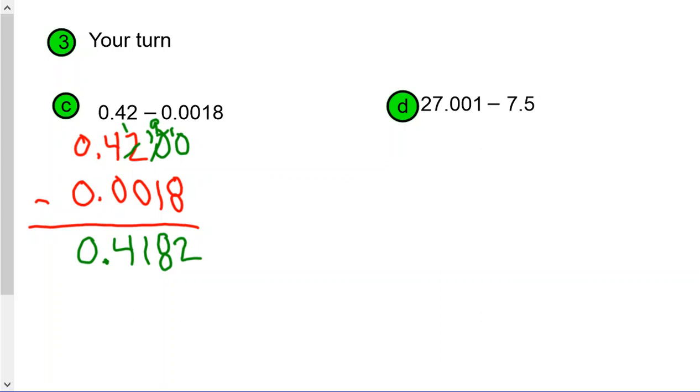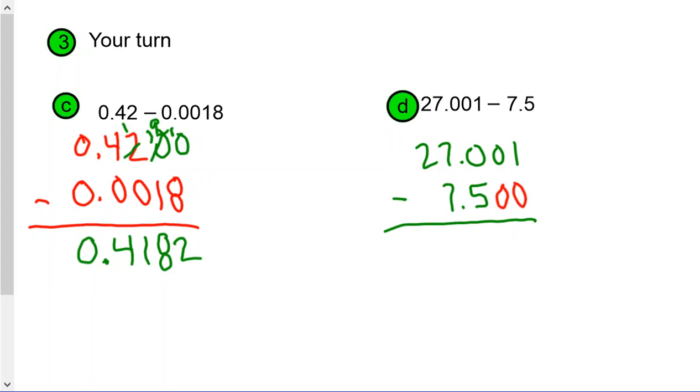And let's take a look at D. We have 27.001 minus 7.5. Okay, make sure again that we line up our decimals, and also put some placeholders here, and then now we are ready to do our subtraction. So we have 1 minus 0 will give us 1. 0 minus 0 will continue to be 0.